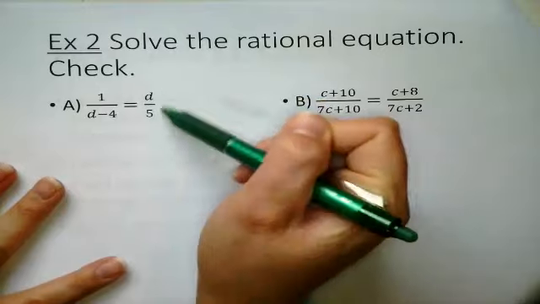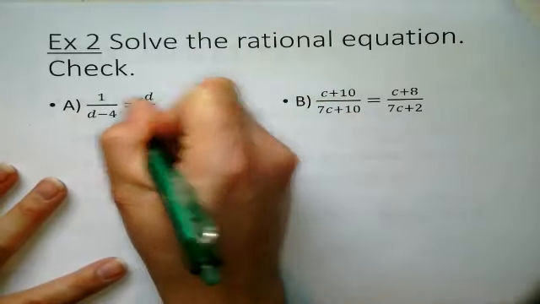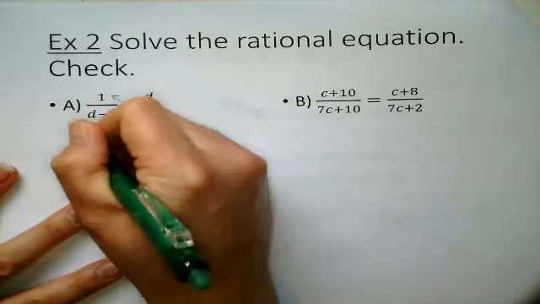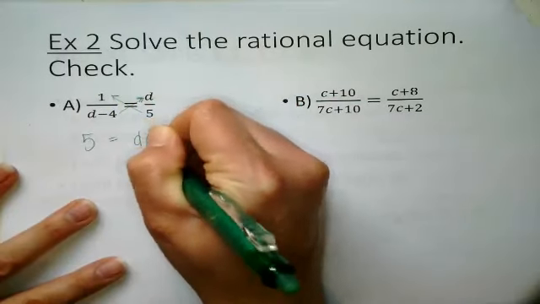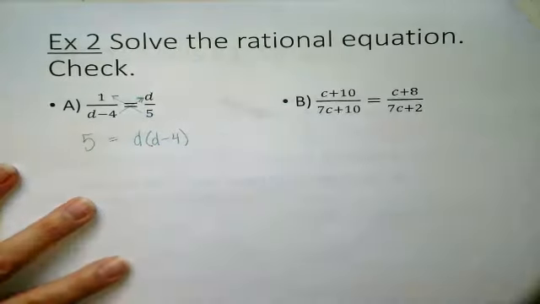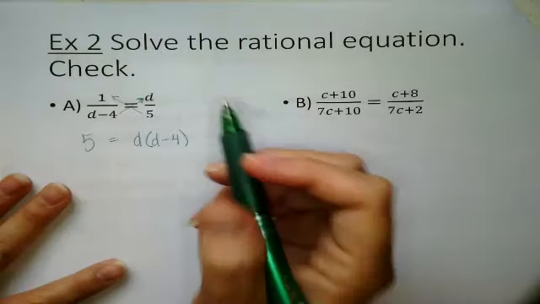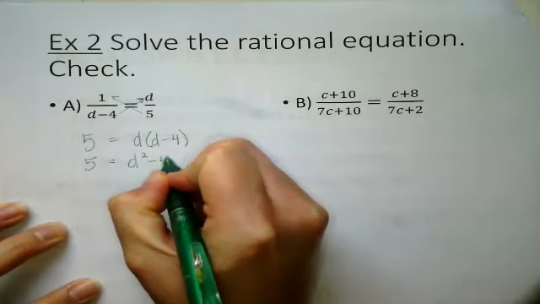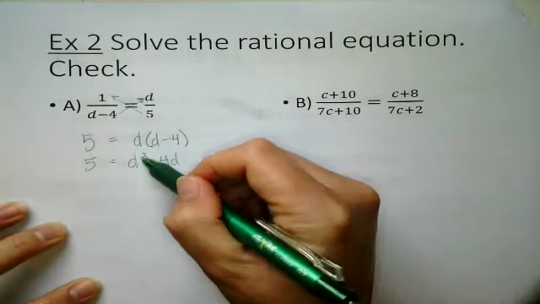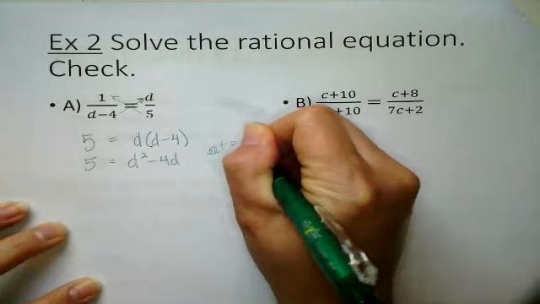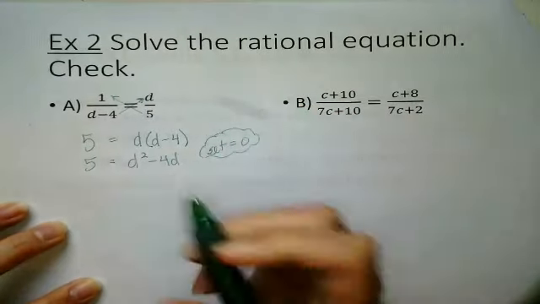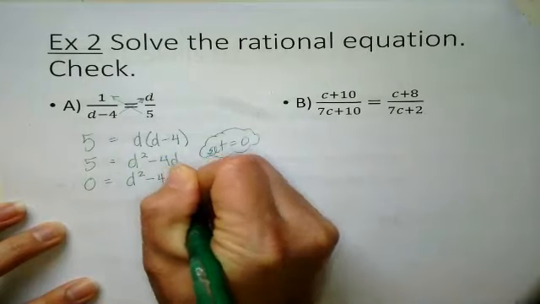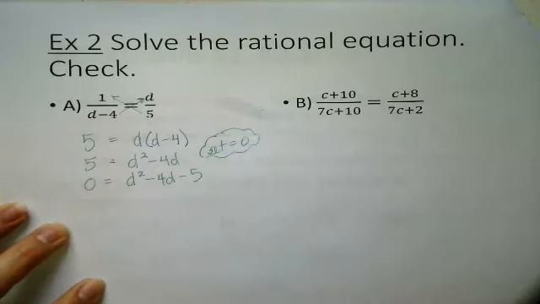We have a fraction equal to a fraction. So we're going to go ahead and cross multiply. So I have 1 times 5 is 5, and d times the denominator on the other side. I'm going to go ahead and distribute. d squared minus 4d. And since this is quadratic, I'm going to set it equal to 0, factor, and solve. So I'm going to subtract 5. d squared minus 4d minus 5.